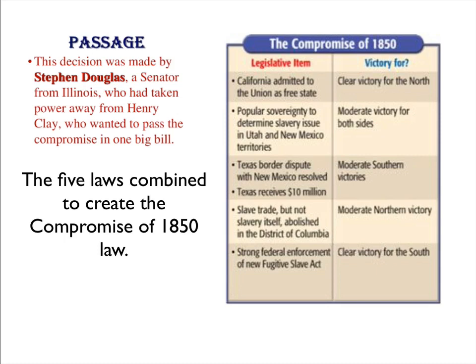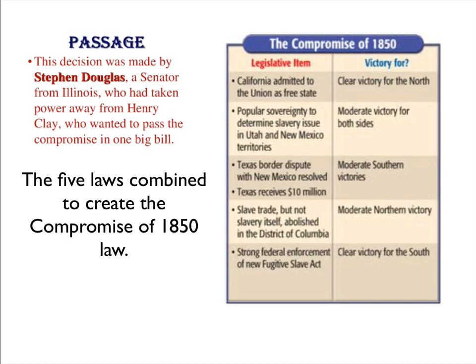And you can see what this bill does. California is admitted as a free state in the Union. That's a clear victory for the North. Popular sovereignty will determine the slavery issue in Utah and New Mexico. What is popular sovereignty? Popular sovereignty means that the issue will be decided by the people of each one of those territories voting on whether they want to be slave or free at the time they become a state.